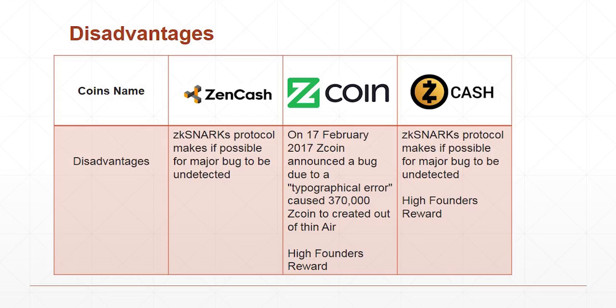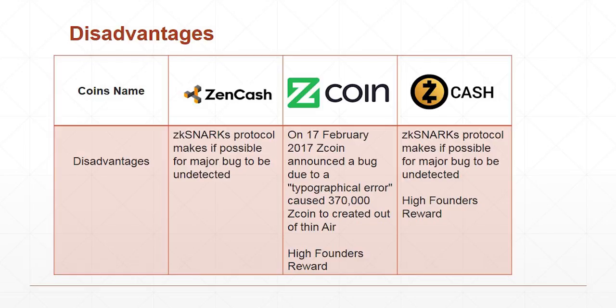The disadvantages. For ZenCash and Zcash, I think the biggest problem is actually ZK-SNARKs, which makes it a major problem if somebody has found an exploit and generates a massive amount of coins. This can create a massive dump. And this is also ZCoin's biggest strength, because the supply can be audited.